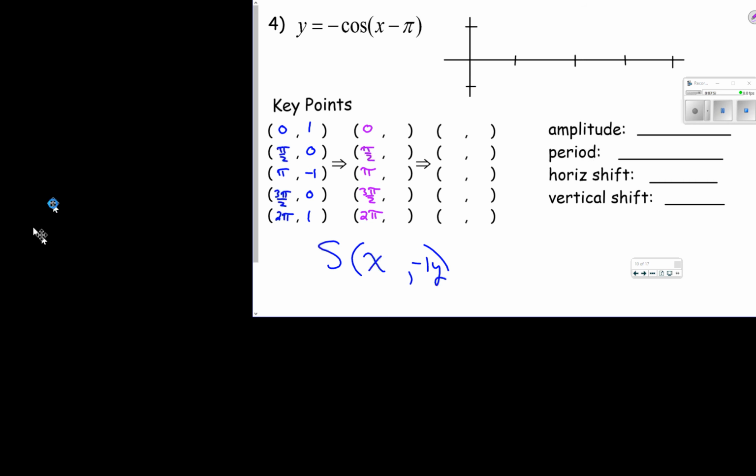But our y's will all turn to the opposite. So it'll be negative 1 here, 0, positive 1, 0, negative 1. That's your scale change column.